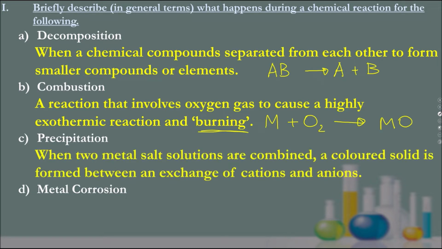Precipitation is when you have two metal salts and they mix together, exchanging cations and anions. More importantly, one of these solutions will form a precipitate, so a solid that also has some kind of color. So it could be AB plus CD, and then C goes with B and A goes with D. And it might be that AB is the one that forms the precipitate, and that would be the colored solid.